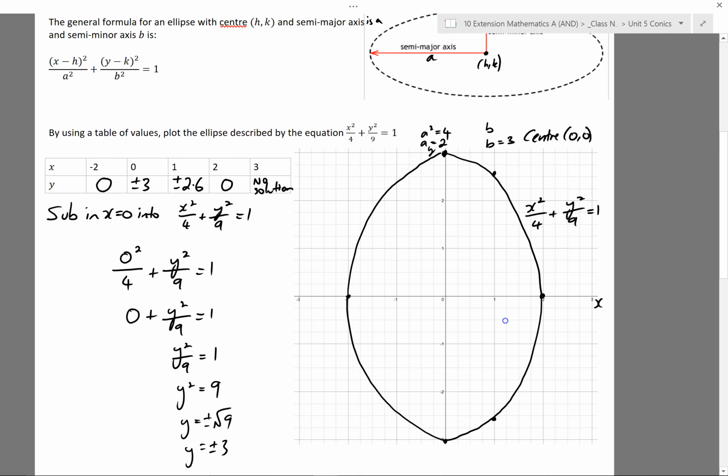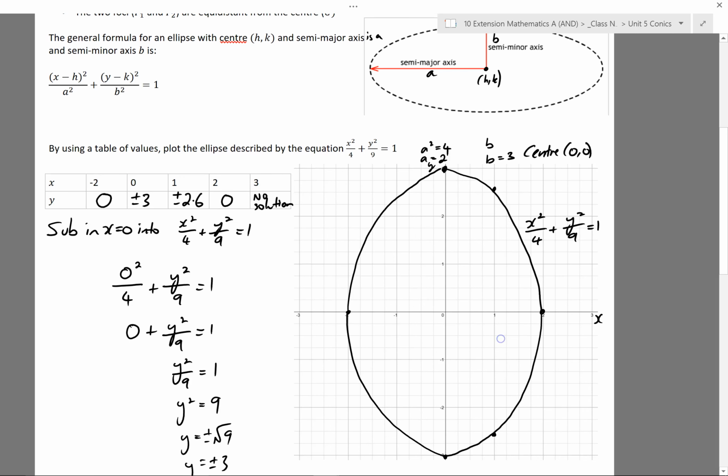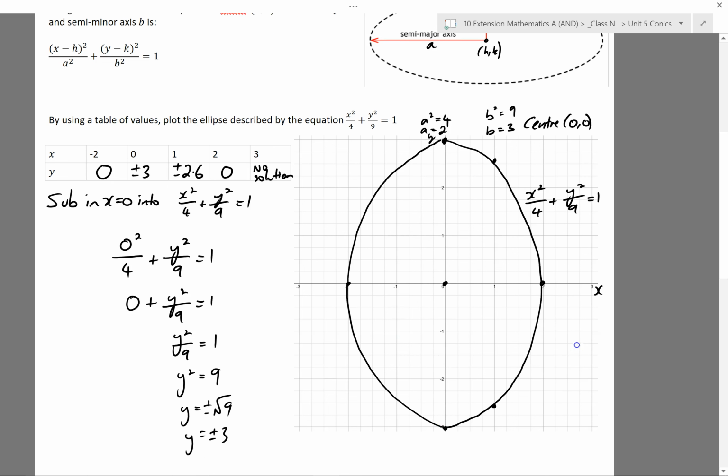So let's see how our prediction went. I predicted the center would be (0, 0). That looks like it's in the center. Predicted a semi-major axis of 2, which means from the center there should be 2 in both directions. Looks good. And predicted a semi-minor axis of 3. So yeah, up 3, down 3 to the extremes. Okay, so this formula does work.